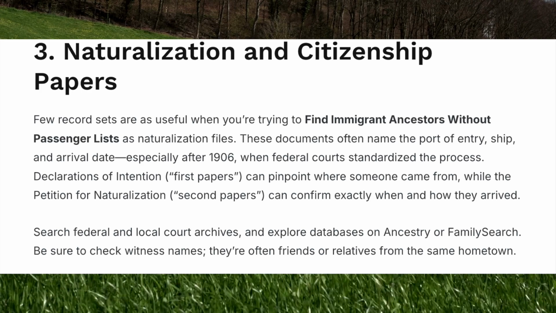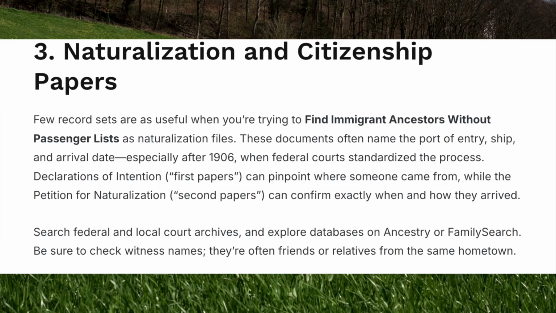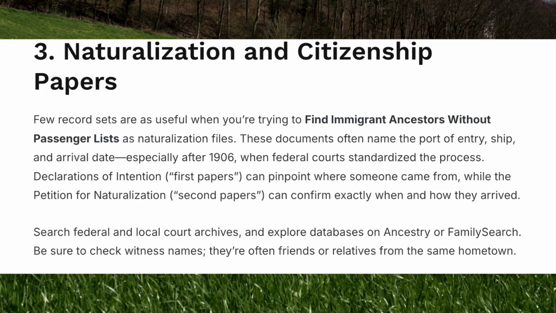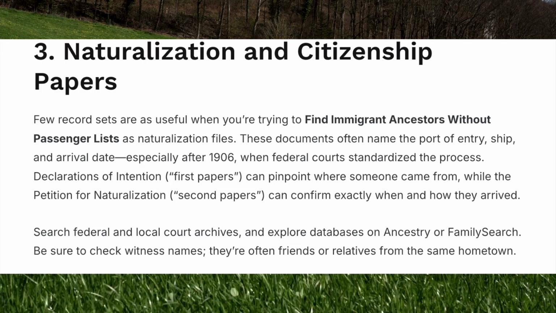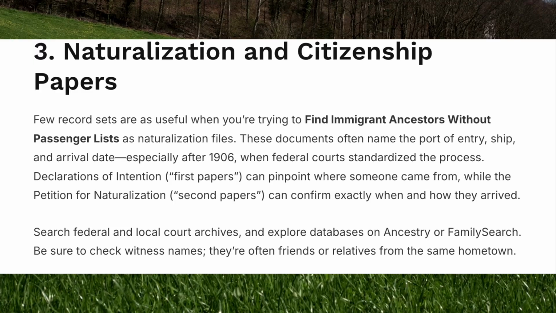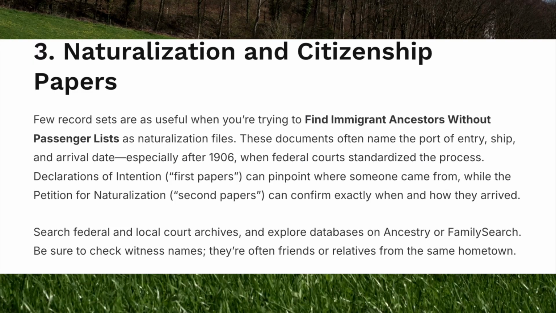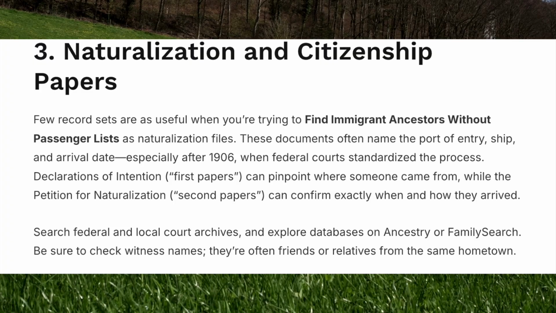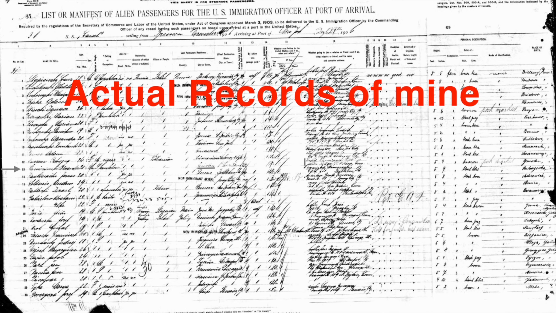So back to naturalization and citizenship papers. Few record sets are as useful when you're trying to find your immigrant ancestors without passenger lists as naturalization files. Oh my gosh, this is the one that you want to look for, okay? These documents often have the name of the port of entry, ship, and arrival date, of course. Some of them have the name of the town the person came from, the person who was sponsoring the immigrant coming over, especially through Ellis Island.